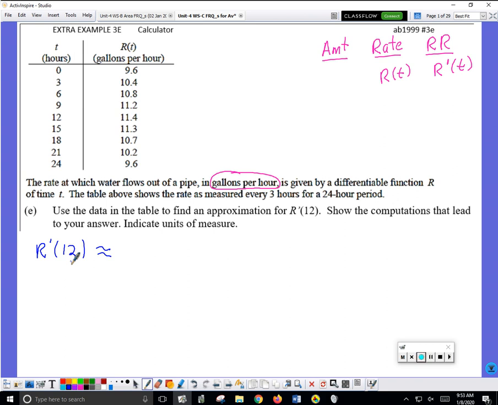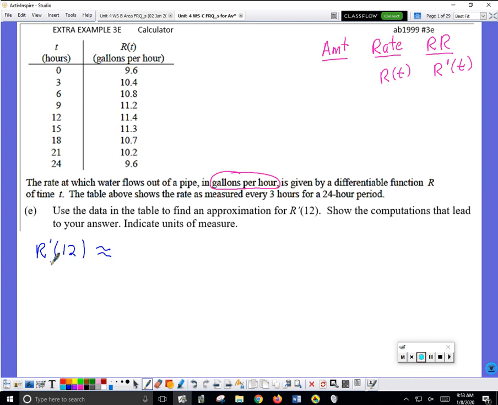See if this makes sense. They're asking us to figure out how fast is the rate itself changing at time equal 12? Because R prime is the rate at which R changes. So we're trying to figure out how fast is R changing at time equal 12. Okay, raise your hand if you had your hand raised a minute ago. Hands? Point. Okay. Questions?